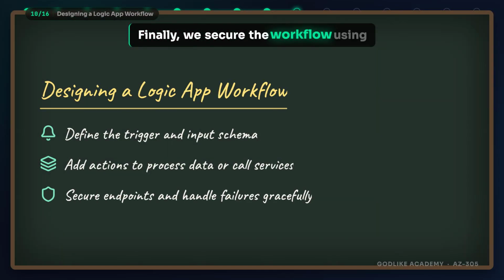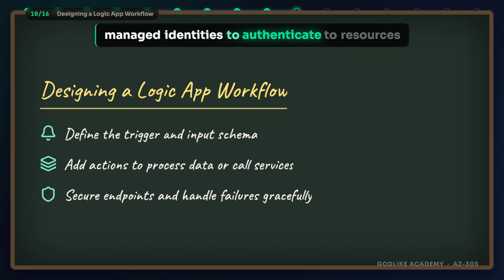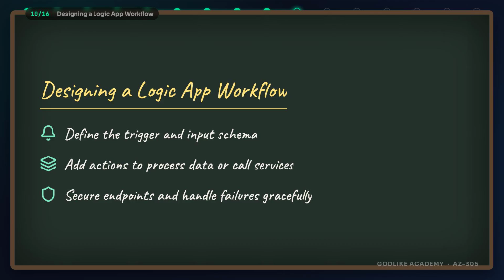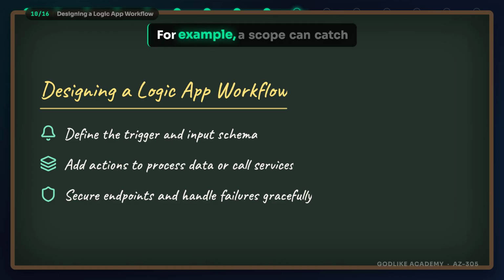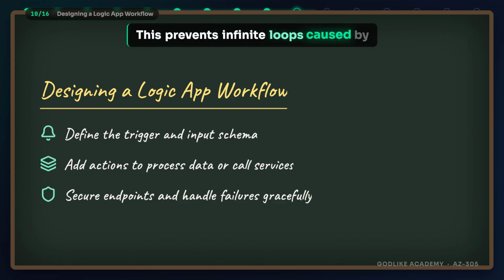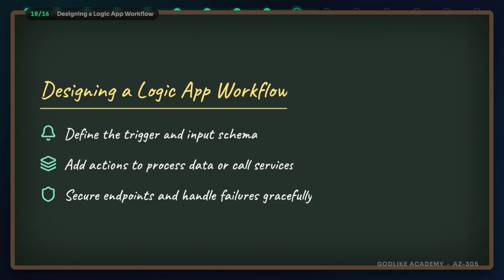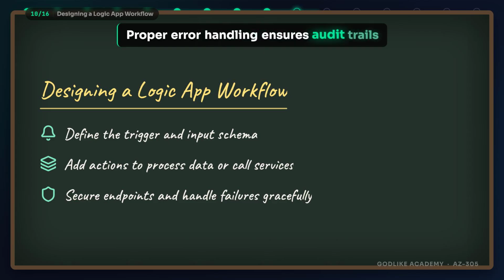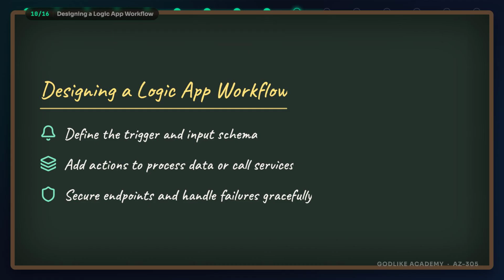Finally, we secure the workflow using managed identities to authenticate to resources like SQL database without storing passwords. We wrap actions in scopes to handle errors gracefully. For example, a scope can catch exceptions from a create user action and trigger a fallback notification. This prevents infinite loops caused by recursive triggers. Proper error handling ensures audit trails remain intact and stops cascading failures that could exhaust your execution budget rapidly.